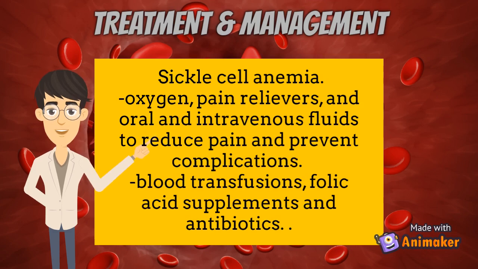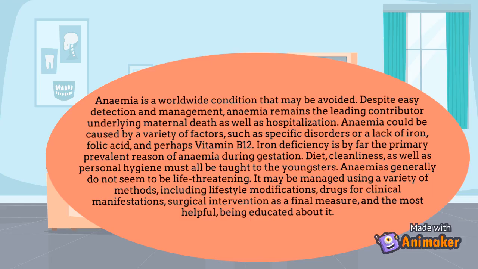For sickle cell anemia, treatment might include oxygen, pain relievers, and oral and intravenous fluids to reduce pain and prevent complications. Doctors might also recommend blood transfusions, folic acid supplements and antibiotics. A cancer drug called hydroxyurea, Droxia, Hydrea, Siklos, also is used to treat sickle cell anemia.